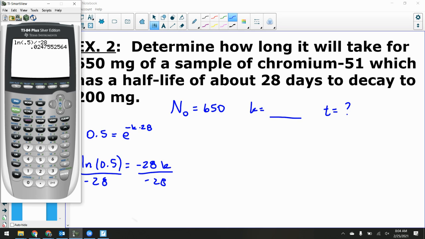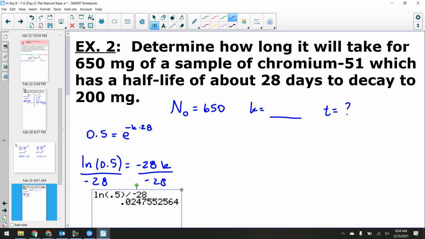Okay, that's a little bit more manageable number. 0.0248. So that's our k value. I won't be lazy this time. 0.0248.